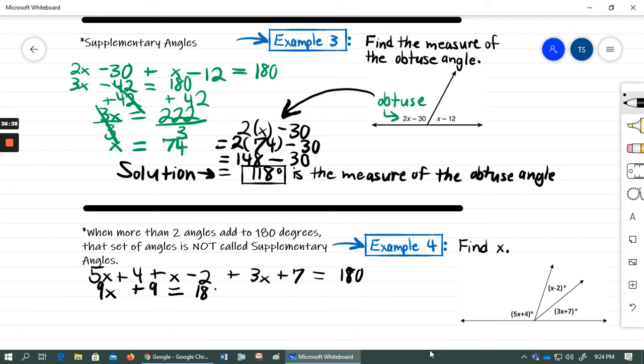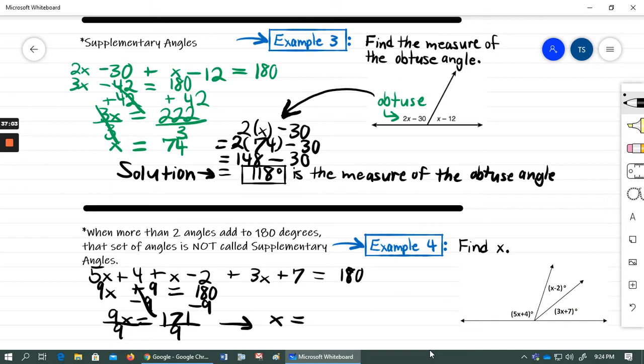On the right side of the equation, it's still equal to 180. Let's go ahead and subtract 9 from both sides. Let's get all our constants together on one side of the equation. We do that, and we get 9x equal to 171. When we divide by 9, we should get 19.